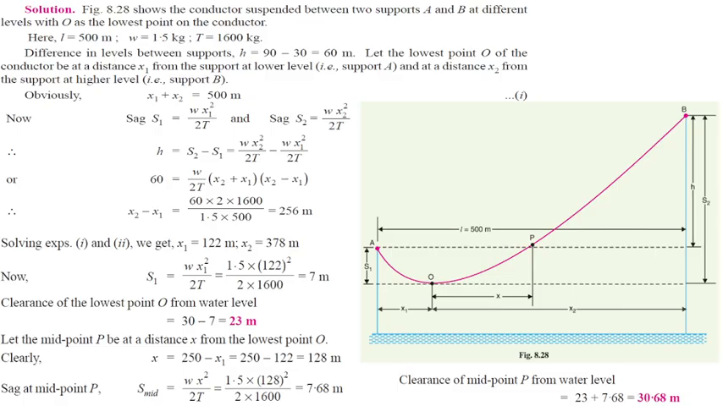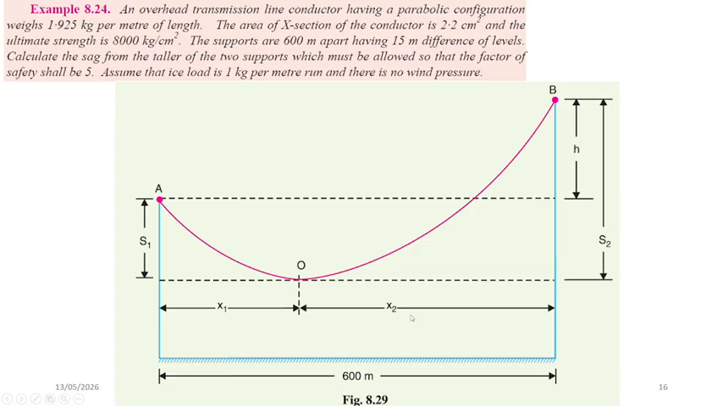So this example also demonstrates the practical application of sag calculation in transmission line design, to ensure adequate ground and water clearance for safe operation. The questions in Major 2 just have some difference in the values. The rest of the things are similar. So the methods are similar for both examples.